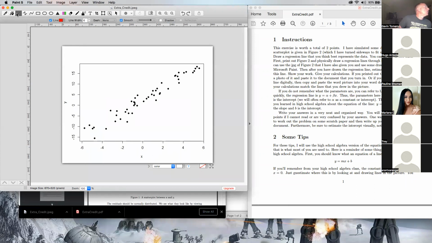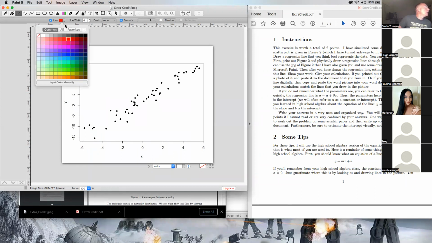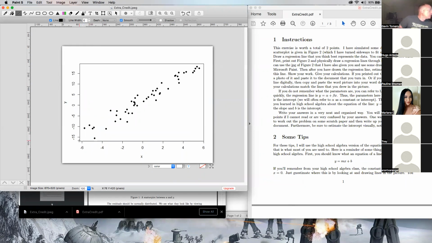So, line. Black. I'll clean that up later. All right. So just like that, that is basically our regression line.